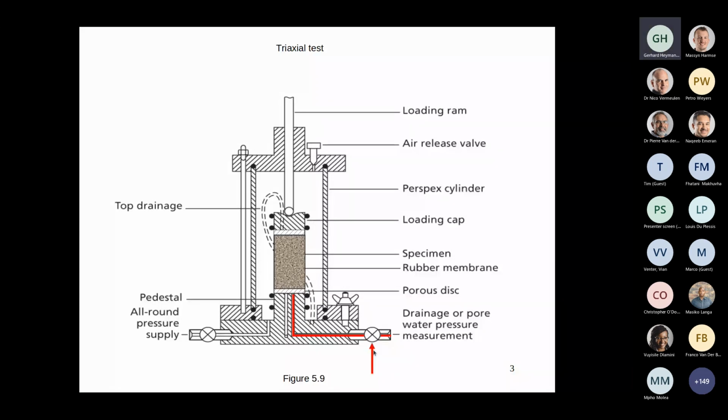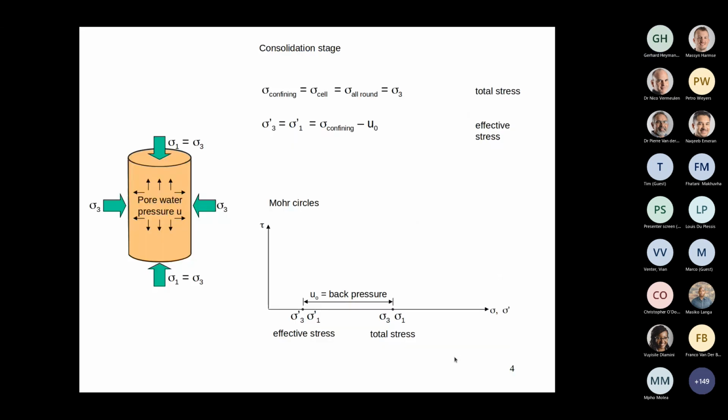And then we have the option of leaving it either open or closing it during the shear stage. The choice of whether we leave this valve open or closed for those two stages will determine what type of test we do. Okay, and I'll get to that in a second. But let's differentiate between those two stages. What are the stresses that we will impose during those two stages?